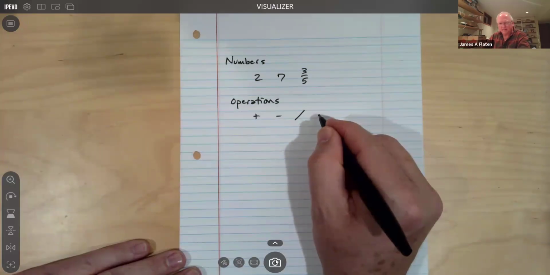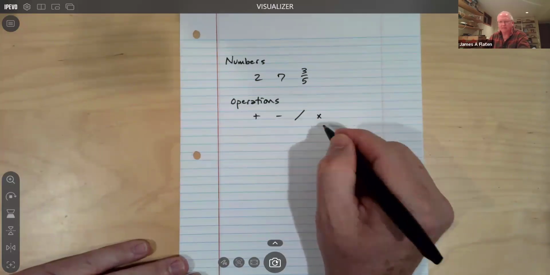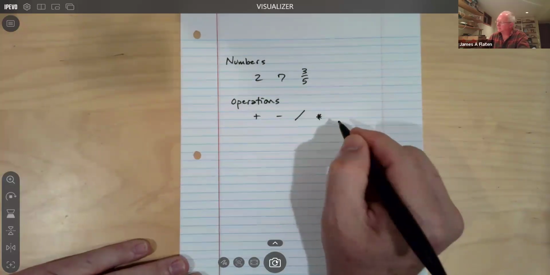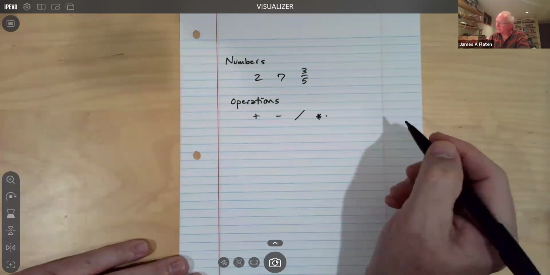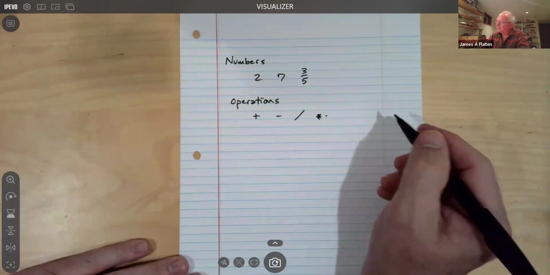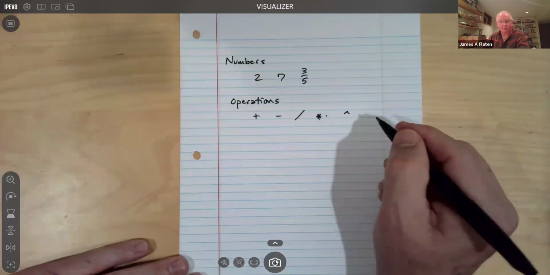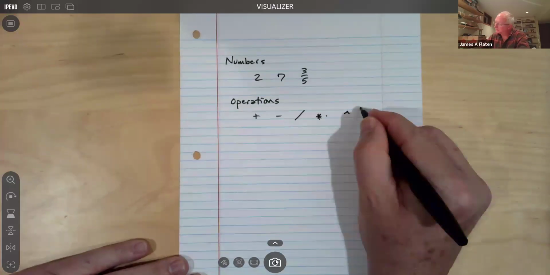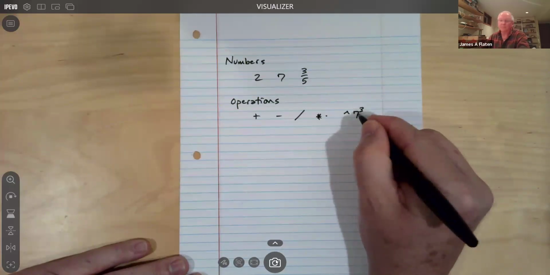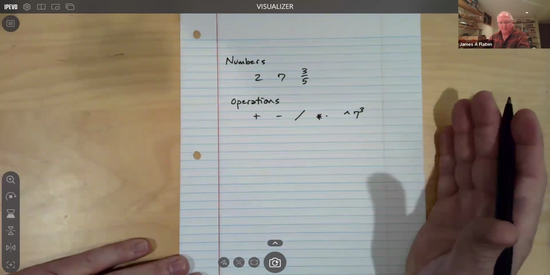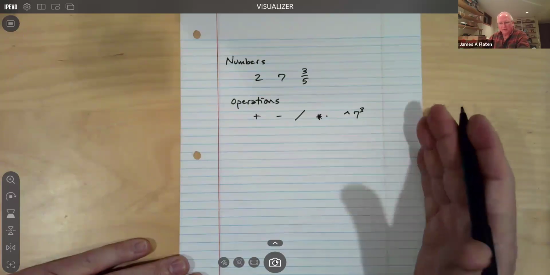Multiplication, sometimes you first learn that as an X. I will rarely use that. I might use a star to indicate multiplication. I might use a dot to indicate multiplication. And then there are powers, okay? And so I might use a caret to indicate a power, or else a superscript to indicate a power, like 7 cubed, okay?